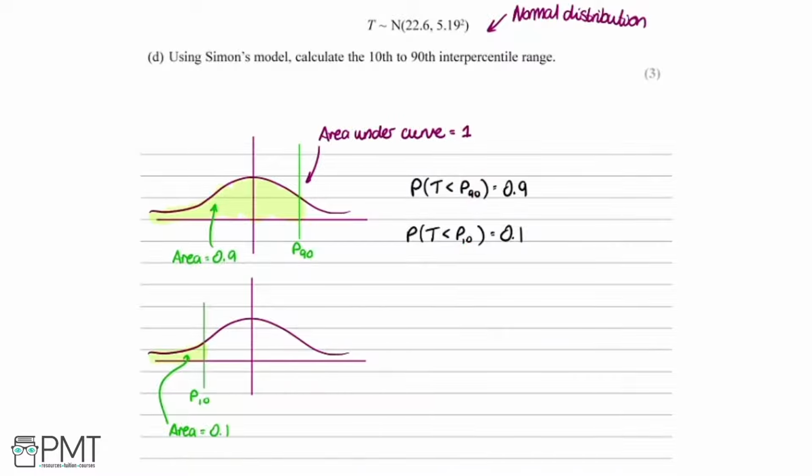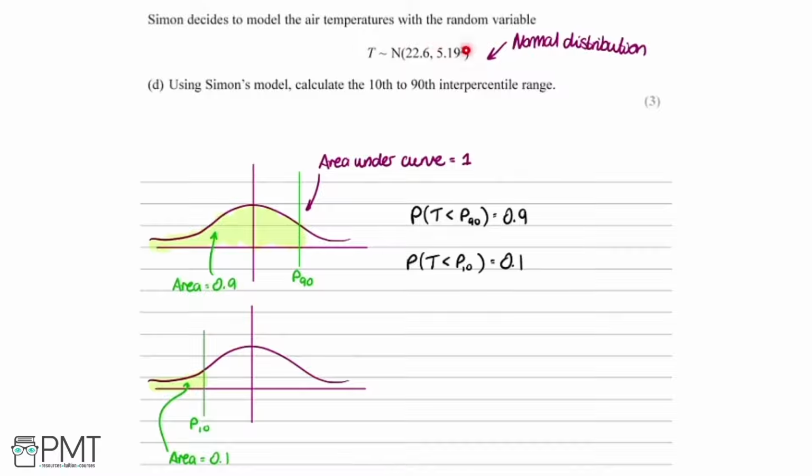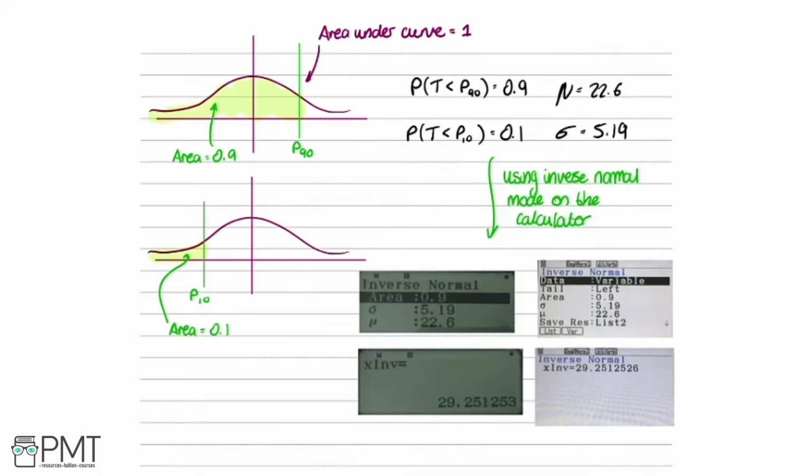And to do that, we can use the inverse normal mode on our calculator. But first, we need to work out what mu and sigma are, because we've been given the details of the distribution up here. We know that this is mu and this is sigma. So writing that clearly down here, we've got that mu is 22.6 and sigma equals 5.19.